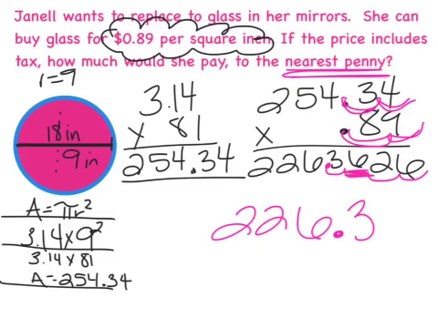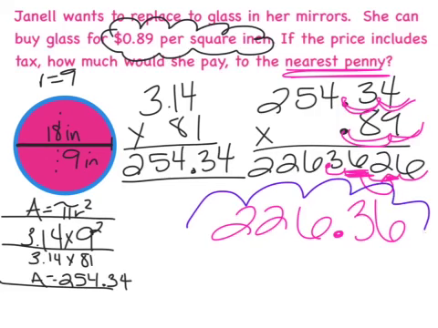So here's my penny spot. I go by 1 behind it. 5 or more, raise the score. 4 or less, let it rest. Well, since it's a 2, I'm going to let that 6 rest. And so she is going to have to pay $226.36 for her mirror to be fixed.